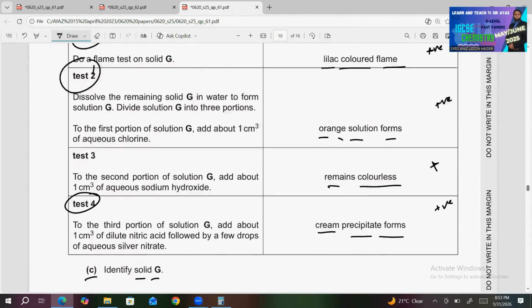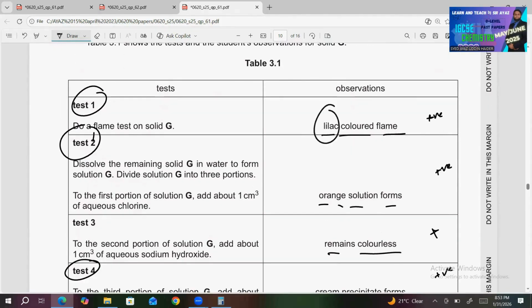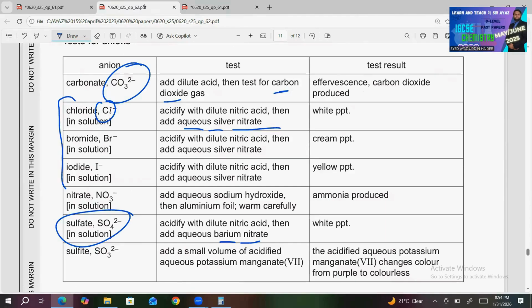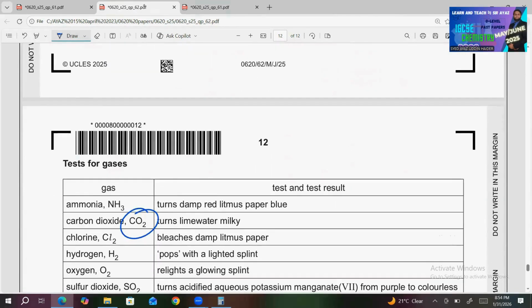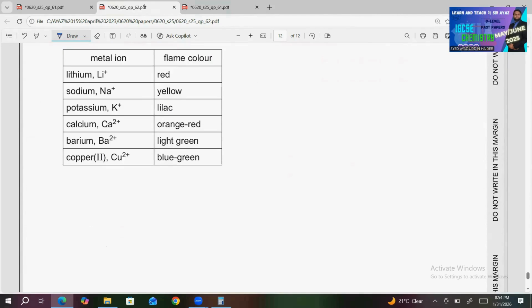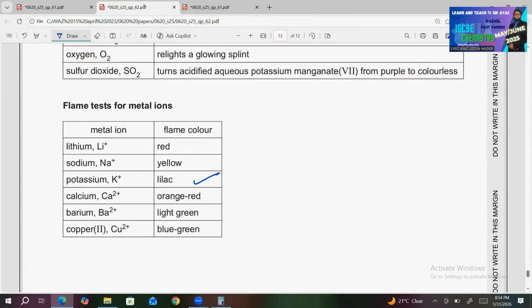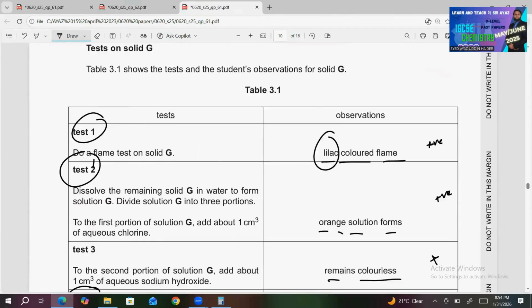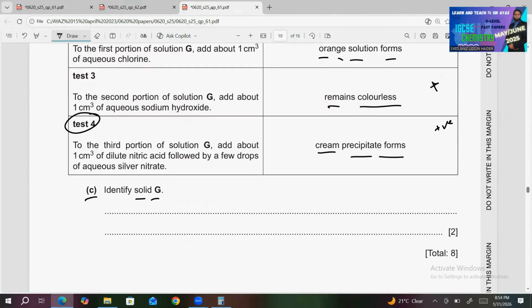So what they are asking, see, identify solid G. So solid G flame test, it's giving lilac color now. So if you look at the list, where's the flame test? Here's the flame test. So lilac, here's lilac, it must be having potassium ion. So one thing is sure, it's having potassium K plus. You can write either K plus or potassium.